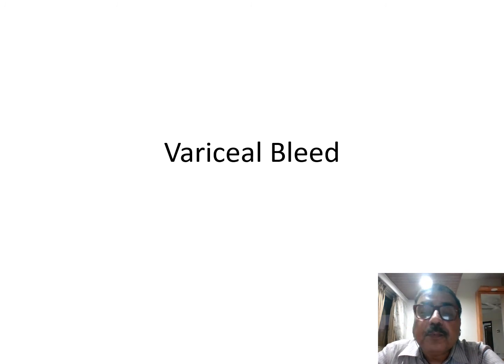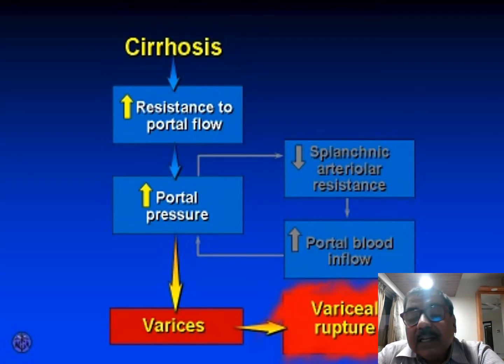Variceal bleed is an important cause of bleed, and why it occurs, that you must understand. In cirrhosis, the resistance to portal flow increases, and then there is an increase of the portal pressure. And with the portal pressure, what is happening? The varices are formed, and these varices rupture, and they cause the bleed. So you have to understand this is the way it occurs.